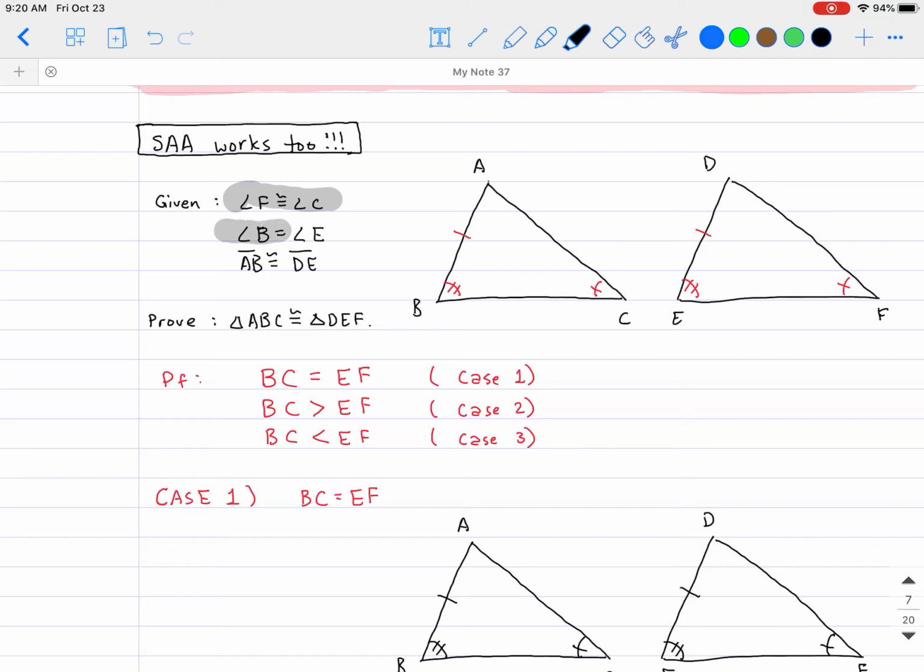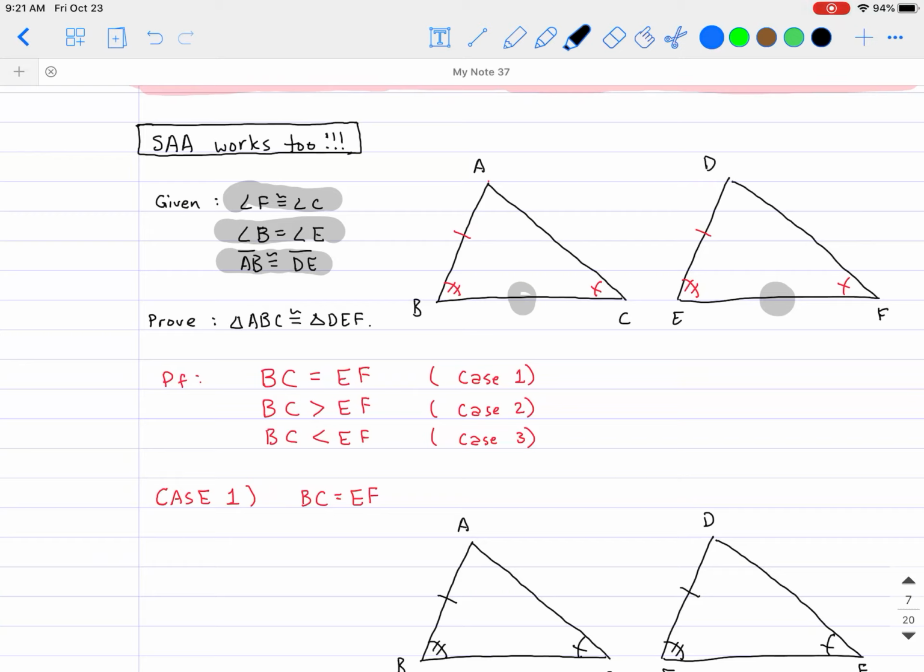So you can see in the picture, this is the SAA situation that we're given. In the picture, we can see that F is going to be congruent to C. We also have given that B is going to be congruent to E. And then lastly, AB, the length, is going to be congruent to DE, the length. So those are two triangles on the right-hand side, and what I'd like to do is prove that those two triangles are congruent, so that way we can use this as an actual theorem.